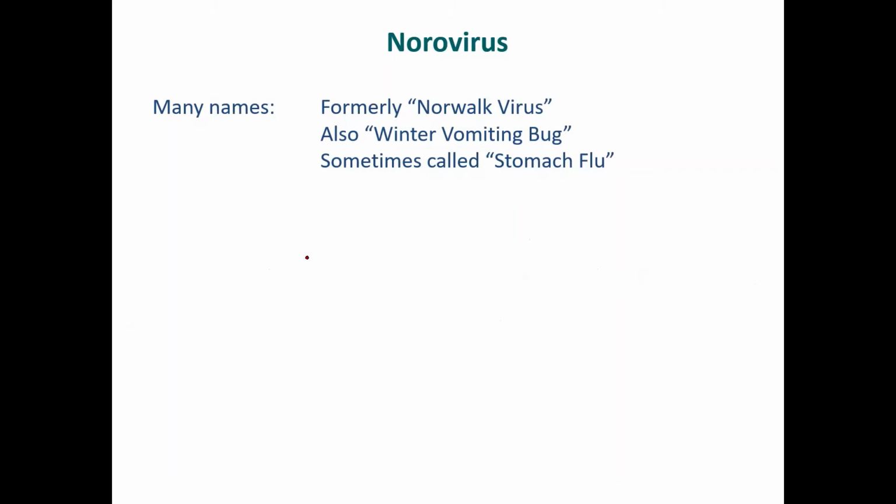So let's talk about norovirus. Norovirus goes by many names. It used to be called Norwalk virus, and the people of Norwalk, I think it's Ohio or Connecticut, didn't really want the virus named after their town, and so it was renamed to norovirus. And sometimes you see in the news they call it the winter vomiting bug, or some people call it the stomach flu. That's really inaccurate because the flu is a respiratory disease. So I don't like it when people call it the stomach flu, but it's probably not going to go away.